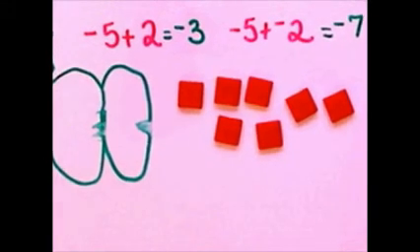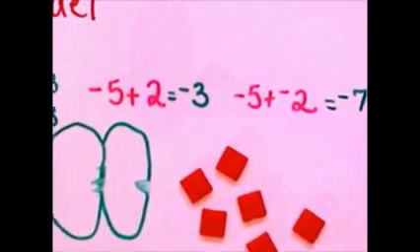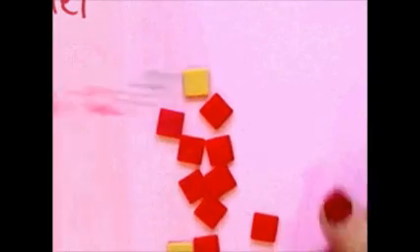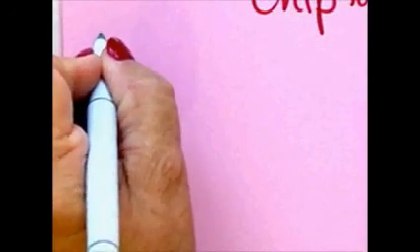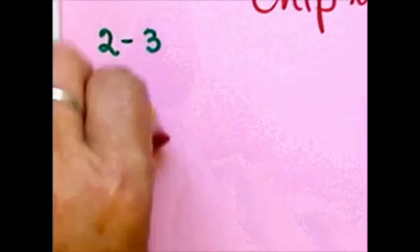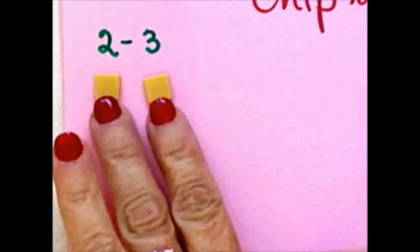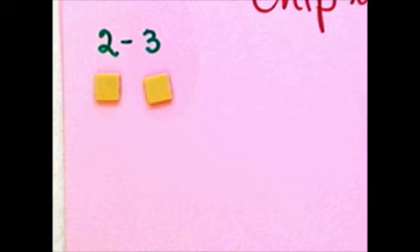Now let's think about the chip model and look at subtraction with the chip model. Let's take a look at this first subtraction problem, which is 2 minus 3. I'm going to start out with 2, and then I need to take away 3 chips. Well, I don't have 3 to take away.